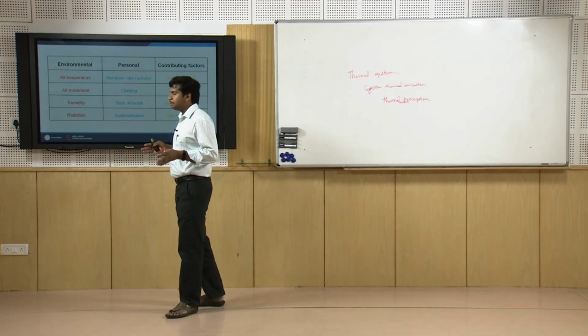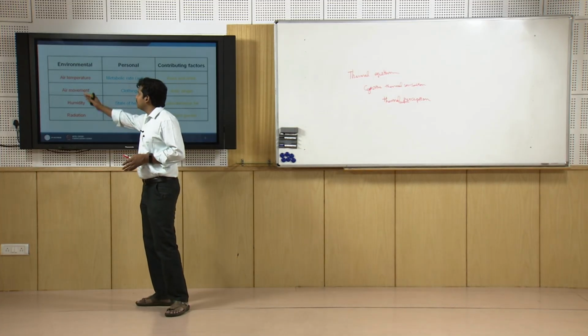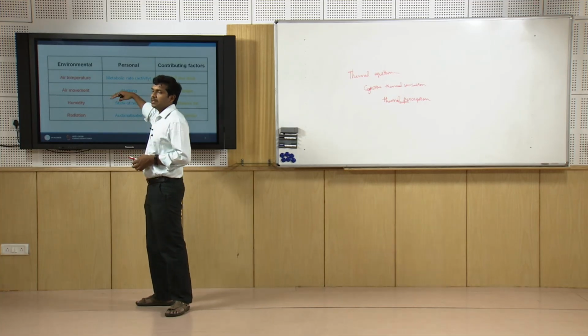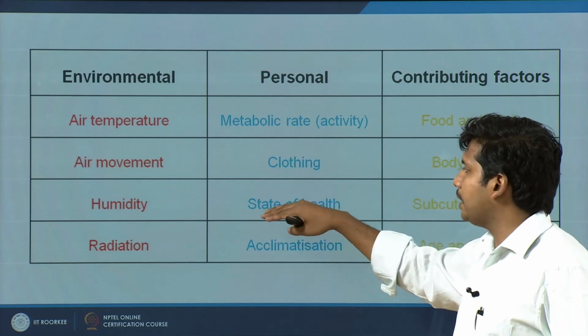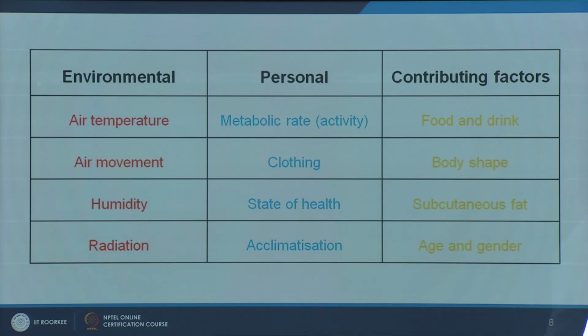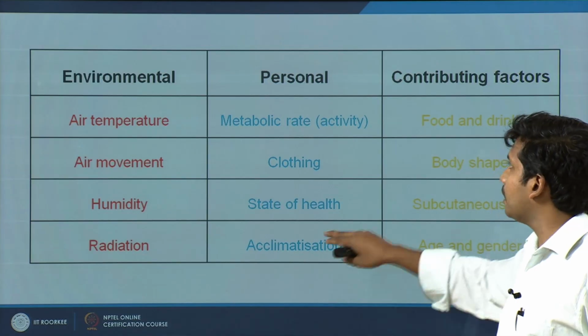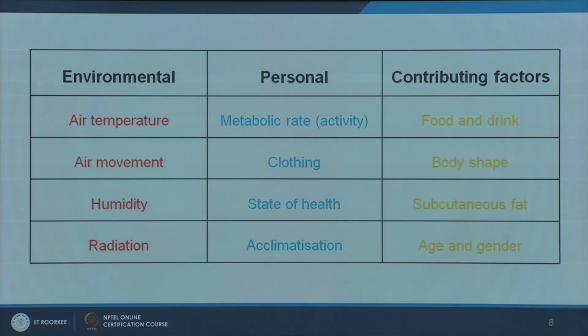Now as a part of this particular module and the next module, we will primarily look at the environmental variables and 2 personal variables which are primarily contributing to it. Immediately we are not discussing this, but in one of the later modules where we talk about thermal adaptation, adaptive thermal comfort, we will talk a little bit about acclimatization, age and gender, etc.